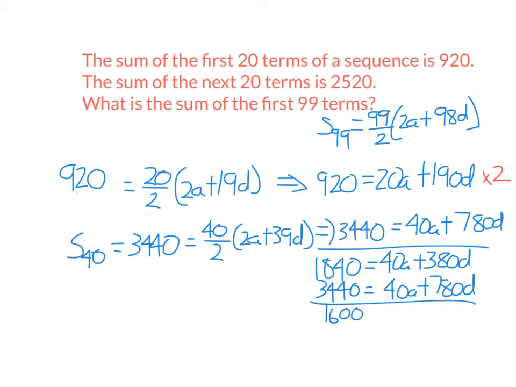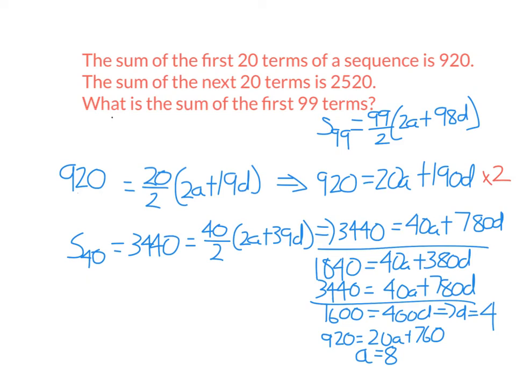780 minus 380d, of course, gives me 400d. Divide by 400, we get d is equal to 4. So we can find a by substituting this into any equation. If I substitute it into here, I get 920 is equal to 20a plus 760. Subtract 760, divide by 20, you get a is 8.